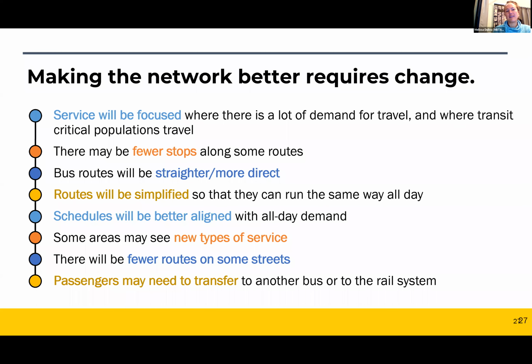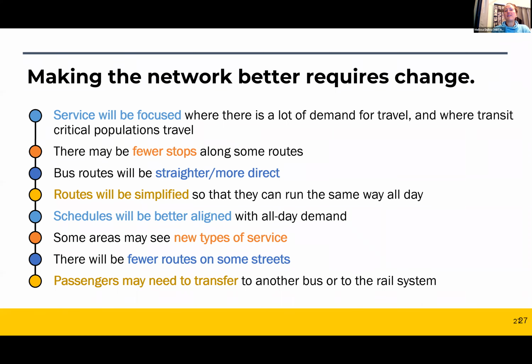Some areas may see new types of service. That could mean some places that have peak-only service, for example, might go to have an all-day, 7-day service, or even some places that have, say, a 40-foot transit bus might see some different type of bus, maybe a smaller bus for some of those more neighborhood circulator type services. So we want to expand the types of different services that are provided.